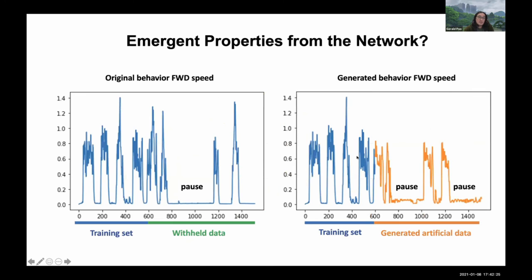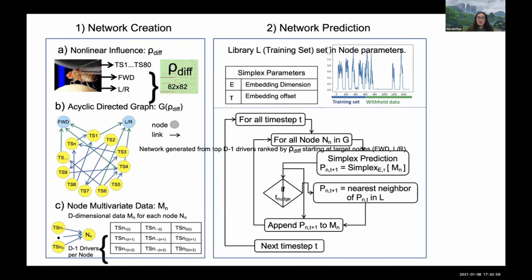What's really surprising is that, for example, this is the real data, and we use this blue part here as a training set. Then there was a period where the fly actually paused. This was not in the training set, but somehow the generated data has these pauses. So it seems that although we did not put this in the training set, this thing is able to capture certain things that exist in the brain. So anyway, that's pretty much it.